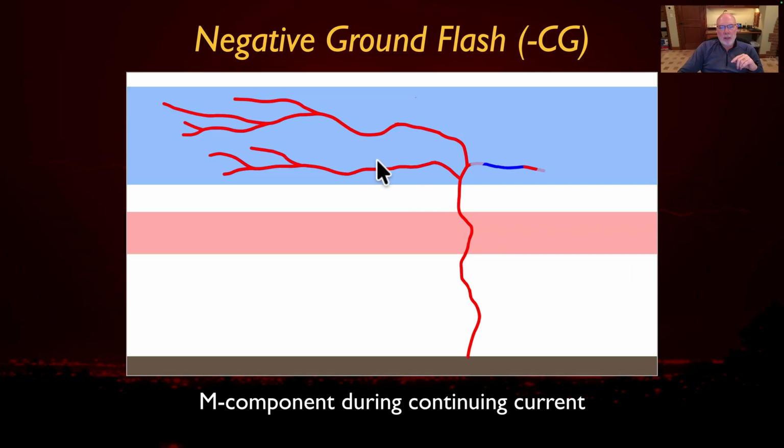Now, if a portion of the leader network continues to grow and we still have the continuing current, so that we have a luminous channel to ground, still luminous, and we see a sudden brightening in that channel, what's going on there is that we have a decayed branch somewhere that has developed a recoil leader, and that recoil leader has connected to the luminous channel and caused it to brighten up. And these are called M components.